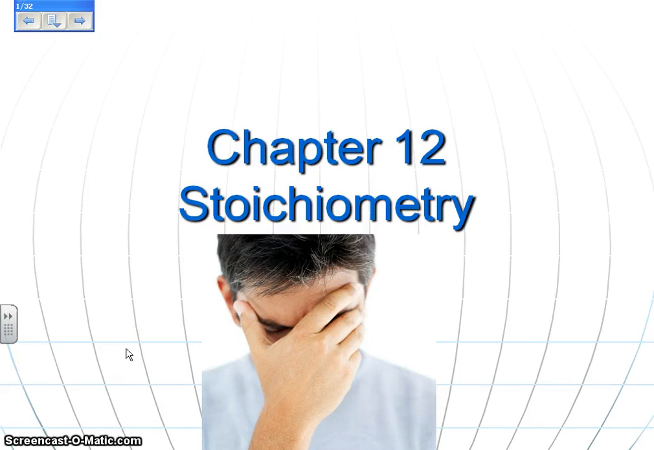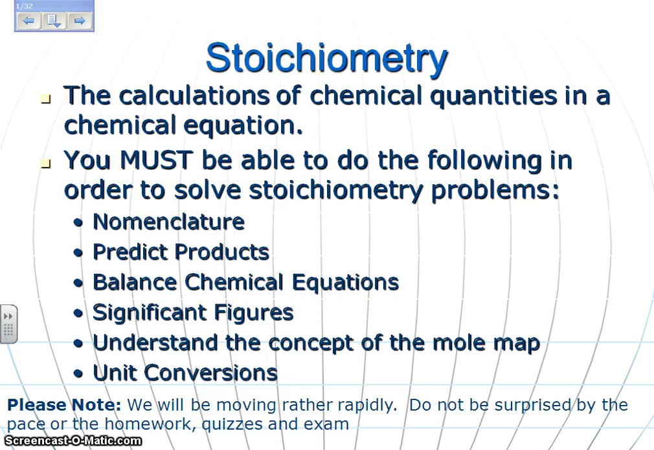Okay, guys, welcome to Chapter 12. Chapter 12 is a whole chapter on what's called stoichiometry. Stoichiometry is going to basically take what we learned about the mole map, going from moles to atoms or from grams to moles. It's going to take it one step further and relate this to chemical equations, what we did last chapter.